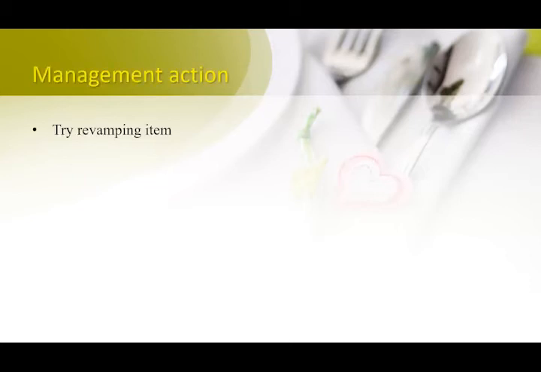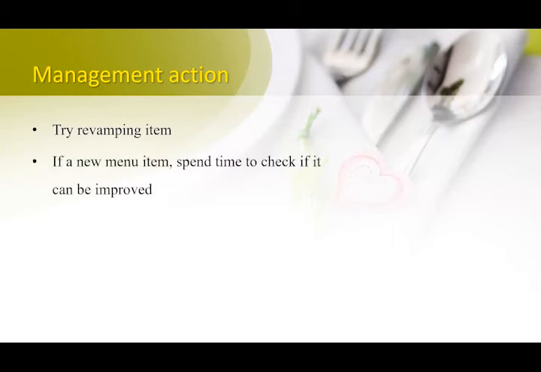First, we can try revamping that item. Revamping is basically reworking the item in a certain way where it either increases the popularity of the product or the profitability of the product. Next, if it is a new menu item, we can spend a little more time to check if it can be improved. Hence, if it improves, it is good for the organization. But if it doesn't improve, what we can do is review alternative menu items. Instead of the dogs, we can have an alternative menu item.